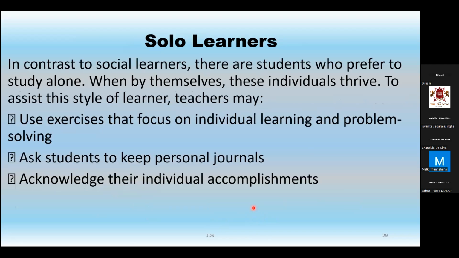And the last one, solo learners. People who are capable of learning themselves, right? So learning by themselves. They don't want the interaction with others. Study alone. When by themselves, these individuals thrive. So they are good in working alone. They don't want the disturbance of others.